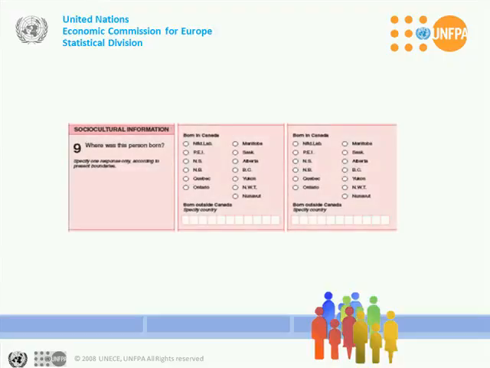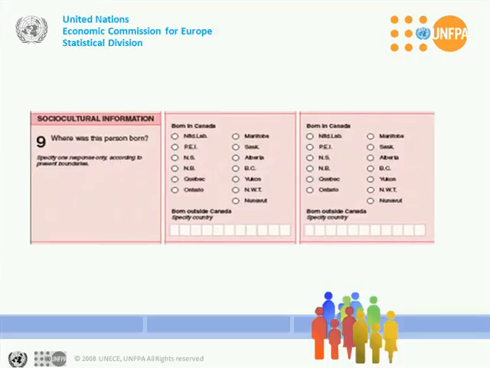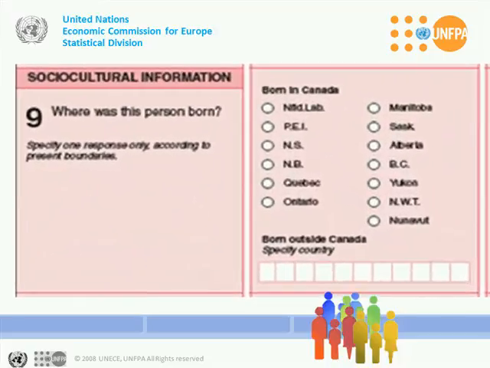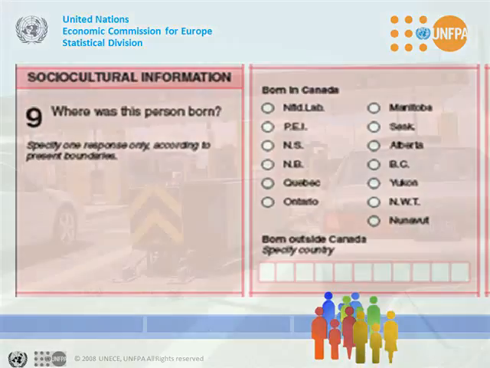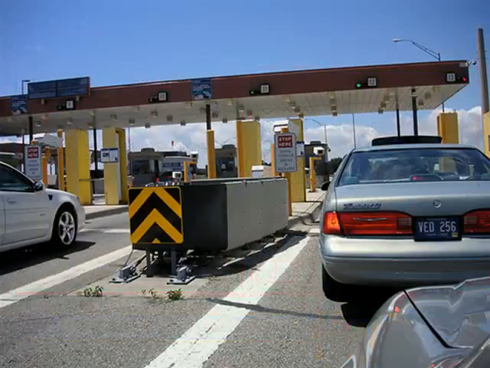A question on place of birth allows the identification of the foreign-born population in the census. For the foreign-born, the country of birth should be recorded. Some problems may arise for persons born in countries that no longer exist, such as the Soviet Union or Yugoslavia. For these persons, the country of birth should be specified on the basis of borders existing at the time of the census. This provides information on current country boundaries and assures international comparability.